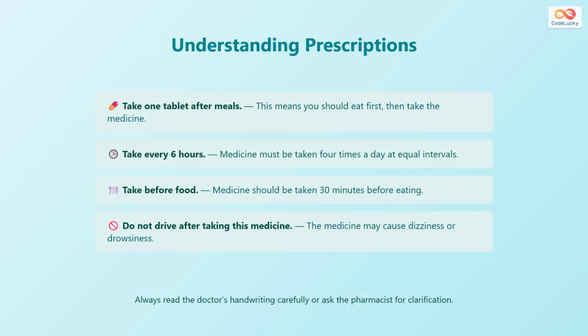It is important to understand your prescription. When the doctor says, "Take 1 tablet after meals," it means you should eat first and then take your medicine. When you hear, "Take every 6 hours," it means you must take it 4 times a day at equal intervals. The instruction, "Take before food," means take the medicine half an hour before eating. If the label says, "Do not drive after taking this medicine," it means the medicine might make you sleepy or dizzy. If you are unsure, always ask your pharmacist to explain clearly.